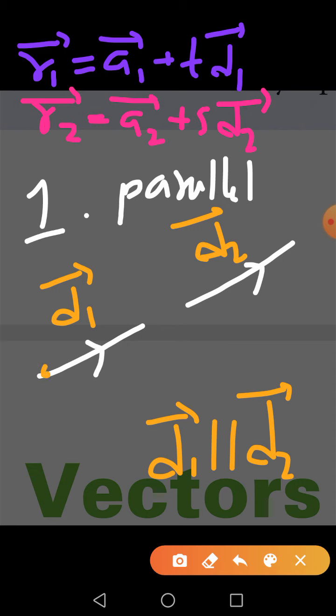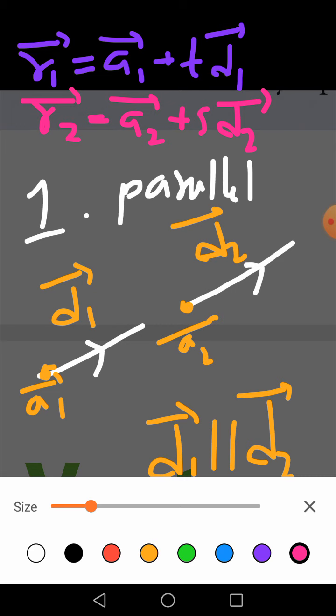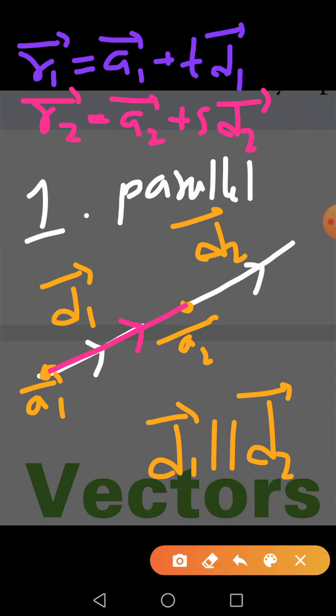Okay. Now, for example, this is a known coordinate point on the first line and this is a known coordinate point on the second line. Now, imagine that you are joining these known coordinate points by a straight line. Okay. Now, what do you see? The vector that joins the known coordinate points, does it appear to be in the same direction as d1 and d2?